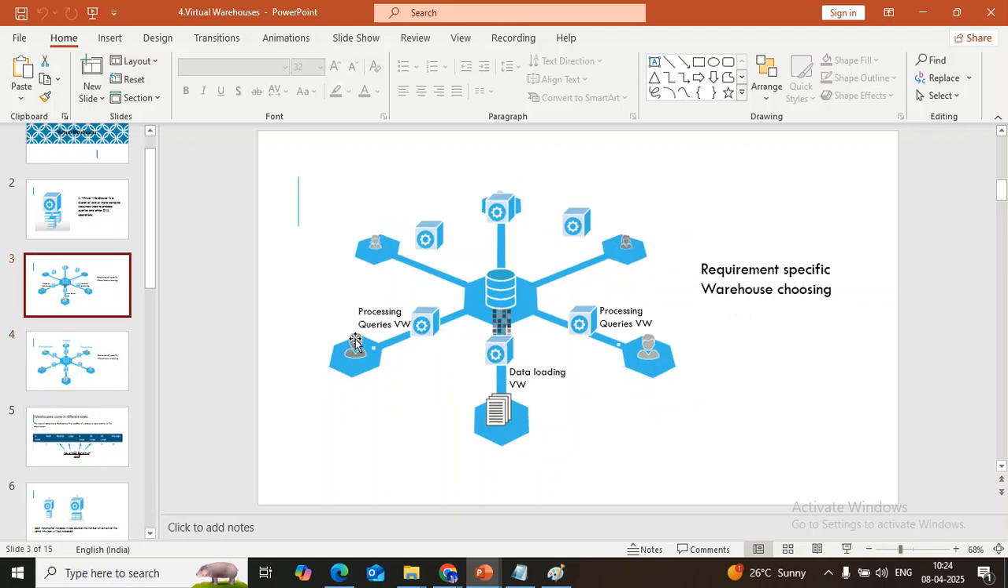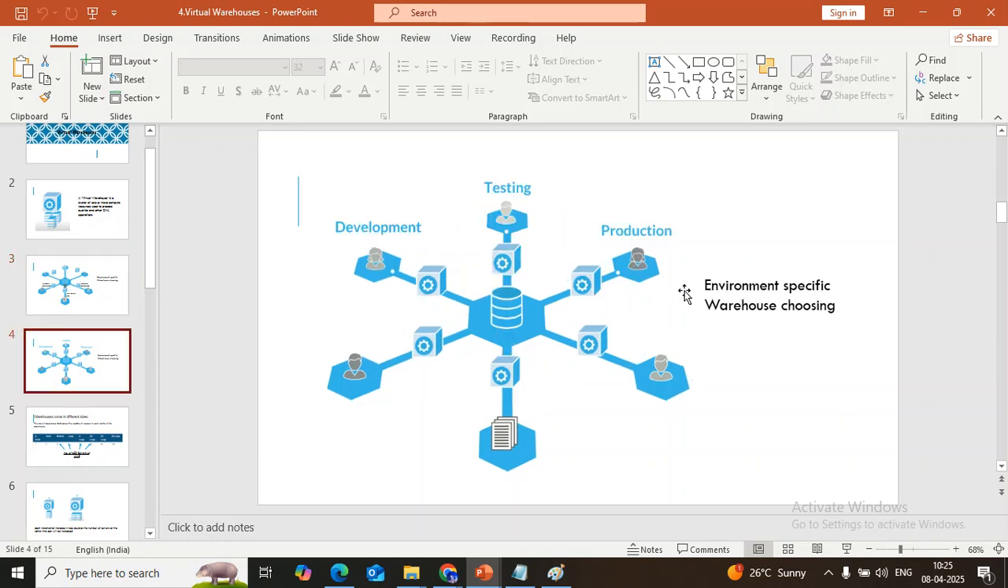If you are dealing with requirement-specific, we can design our warehouses in such a way, just like I mentioned already: data loading somewhere, processing queries elsewhere. Suppose your data is coming from other sources, like the ERP system or SAP system. You can give one more virtual warehouse name to load the data, dedicated to the SAP or ERP system only. So this is requirement-specific.